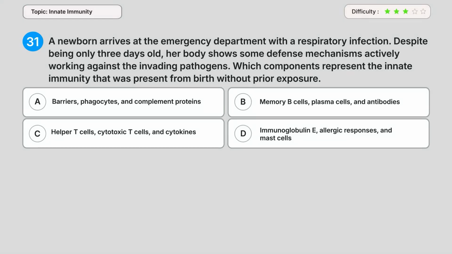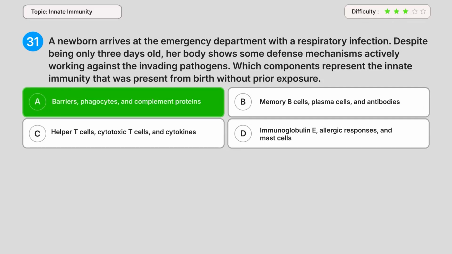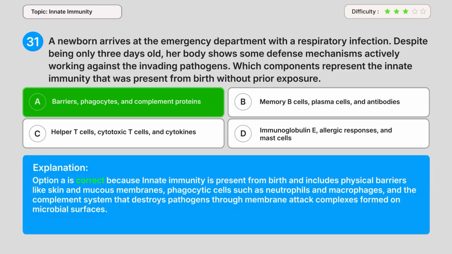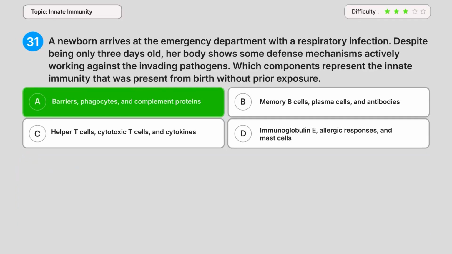Correct answer: A. Barriers, phagocytes, and complement proteins. Innate immunity is present from birth and includes physical barriers like skin and mucous membranes, phagocytic cells such as neutrophils and macrophages, and the complement system that destroys pathogens through membrane attack complexes formed on microbial surfaces.